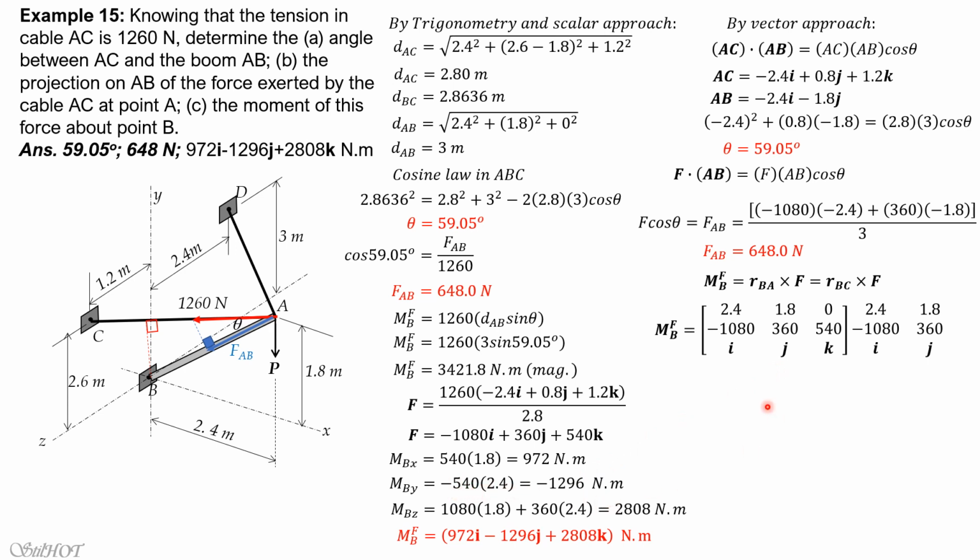So negative 1296j. Then for k, 360 times 2.4, which is this, and minus negative 1080 times 1.8. So minus of negative 1080 times 1.8 is positive 1080 times 1.8, which is this. So therefore, the result is the same, 2808k. So in vector form, that's the result. It's the same as this.